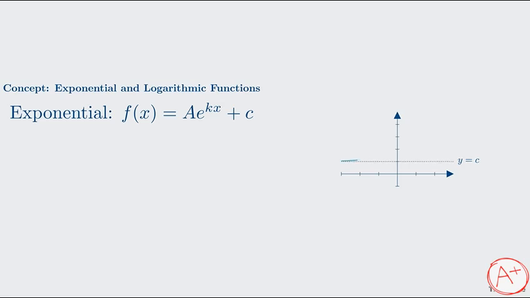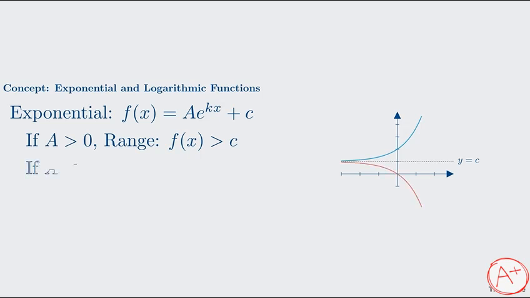Exponential and logarithmic functions have ranges that are strictly defined by their asymptotes. The general form of an exponential function is e to the power of kx plus c. An exponential function never reaches its horizontal asymptote. If the leading coefficient a is positive, the function stays above the asymptote. Conversely, if a is negative, the function stays below it.